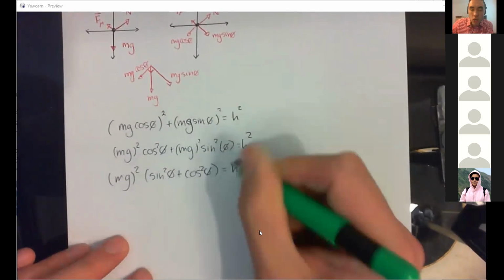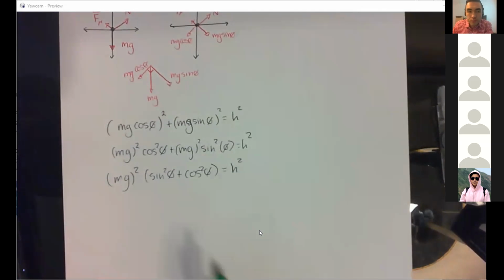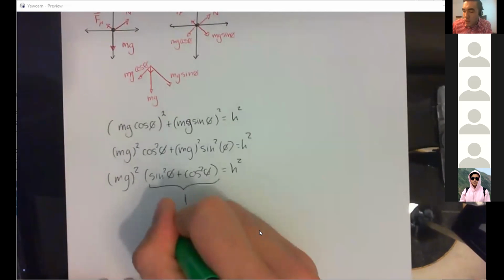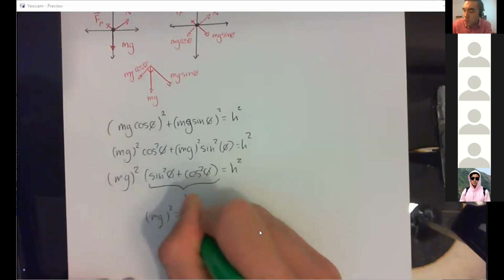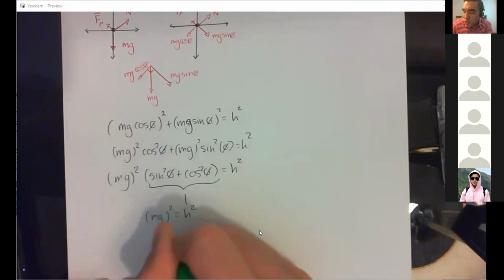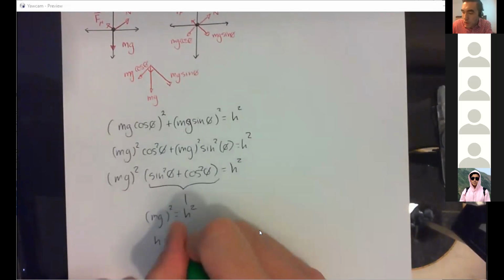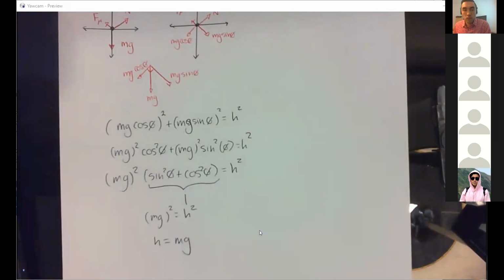And pre-cal people, what is sine squared plus cosine squared by definition? 1. This is always 1. And so mg squared is equal to that hypotenuse squared. And so if you take mg cosine theta and mg sine theta and add them together, it's just mg.